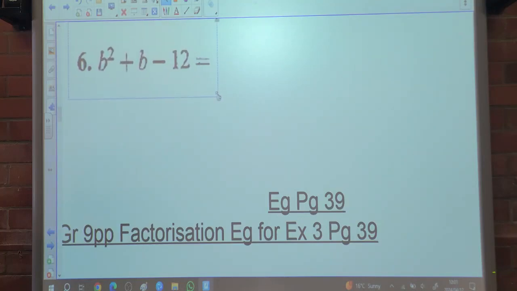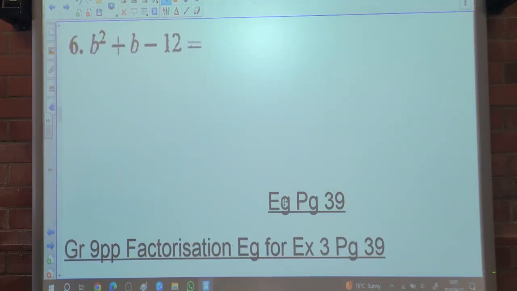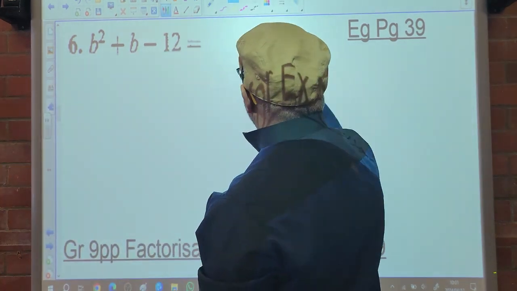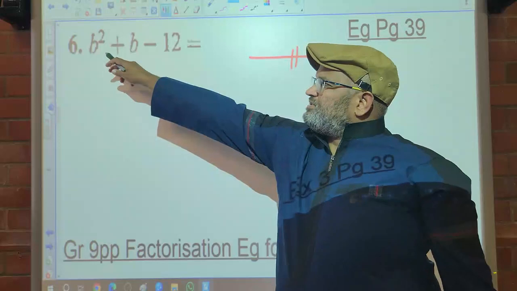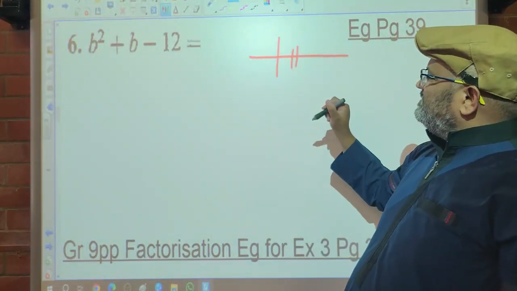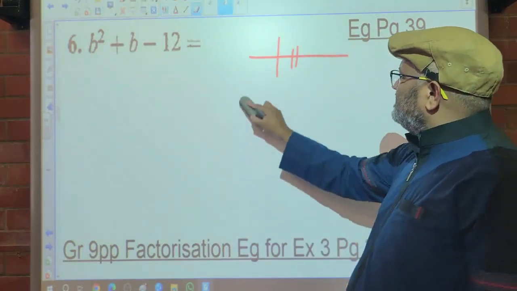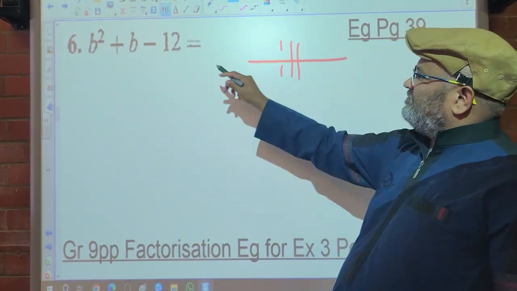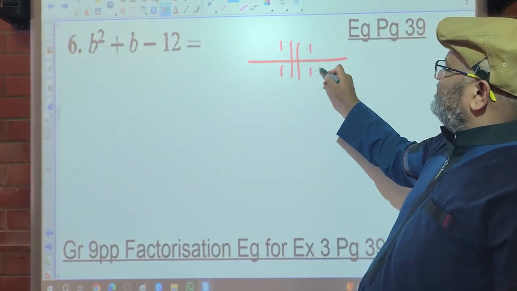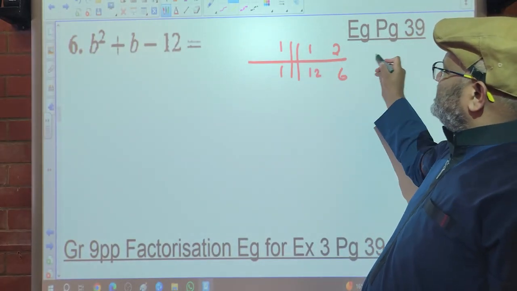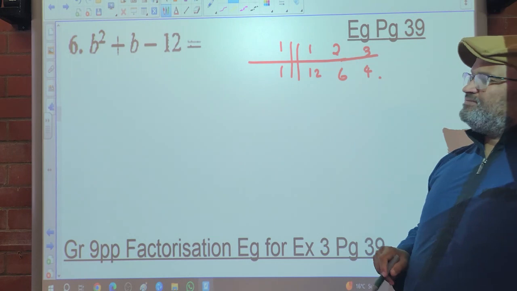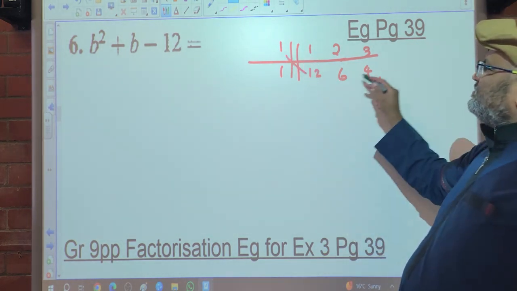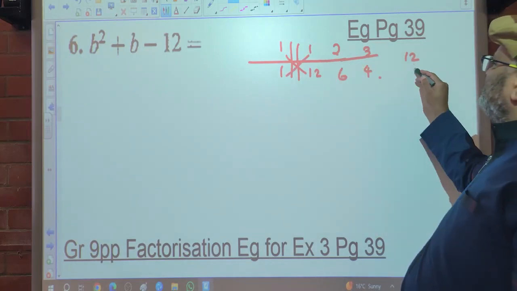Number 6. Where do we start? Product line. We always start on the product line. Okay. There it goes. 1 and 1. Factors of 12. 1 and 12. 2 and 6. Yeah. Do we add or subtract our products? Subtract. 1 times 12 is 12. 1 times 1 is 1.